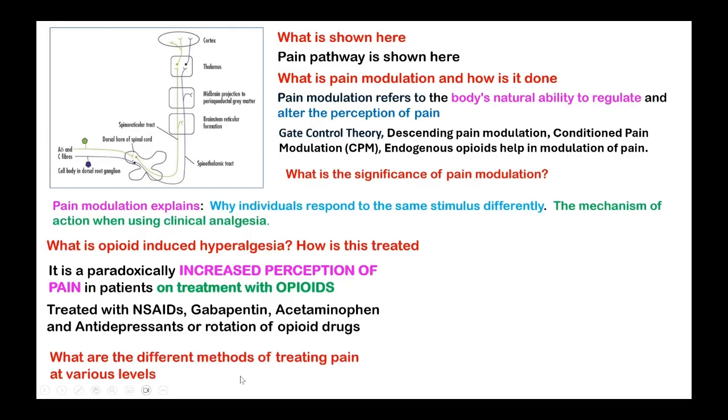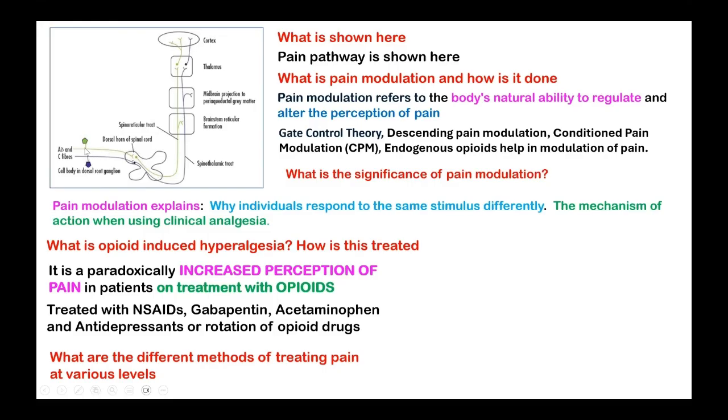What are the different methods of treating pain at various levels, right from the site of injury as it gets transmitted from the periphery? So, from this picture, how does the pain pathway conduct the pain? Supposing this is the site of injury, what are the fibers which conduct the pain? A delta fibers and C fibers.